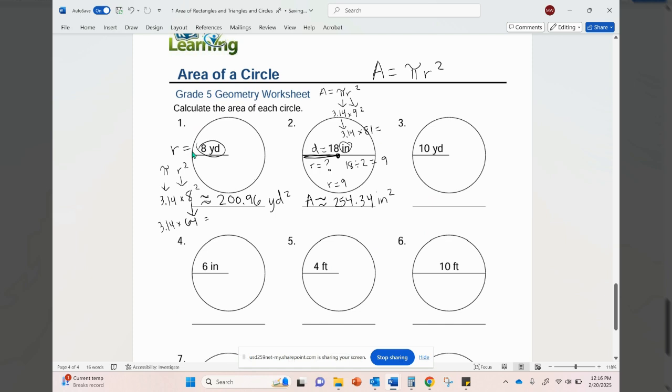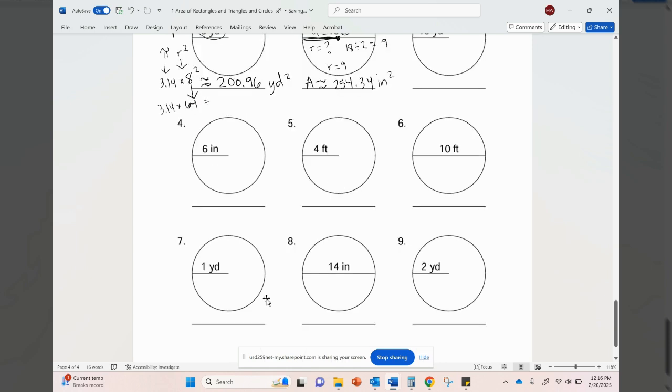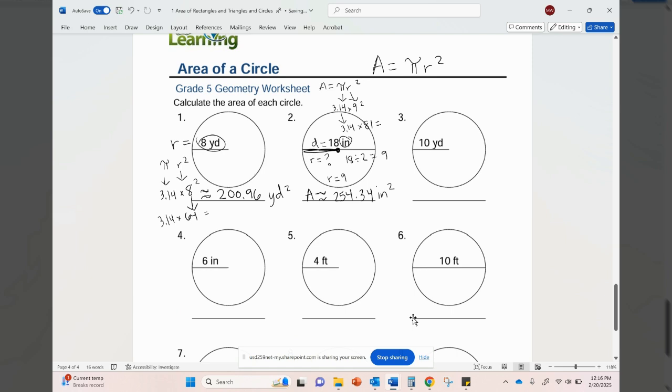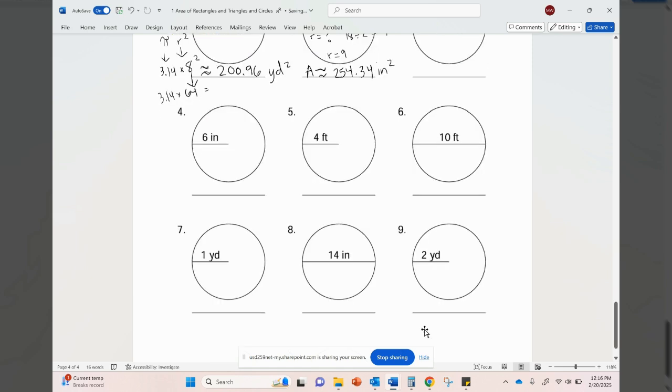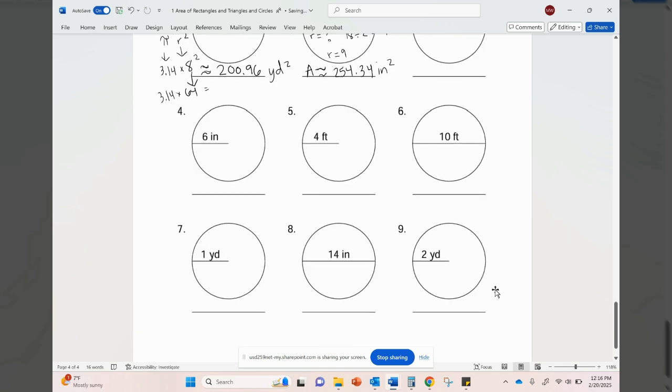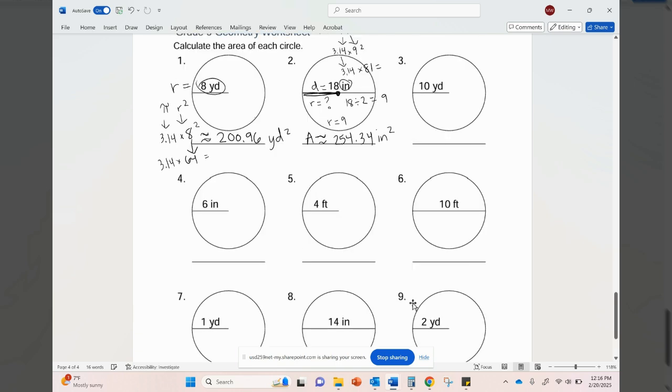So if it gives you the halfway point, r radius, like it does on 3, 4, 5, and 7 and 9, you can just plug it right in. On number 6 and 8, you have to find the radius before you can solve, just like we did on number 2. All right, good luck.